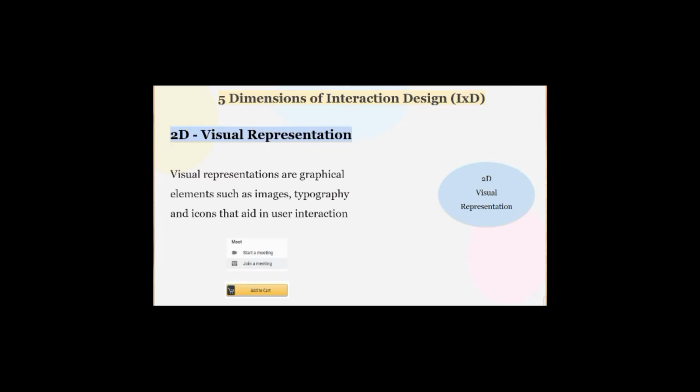Second dimension is visual representation. We human beings are highly visual. It is easier for us to understand information if presented visually, rather than just plain text. So consider presenting information in the form of, say, icons or images with text beneath them. Visual representations are graphical elements such as images, typography, and icons that aid in user interactions. These visual representations act as a supplement to the words.